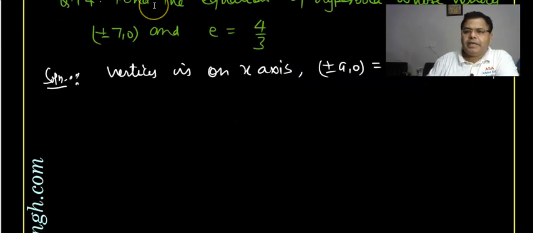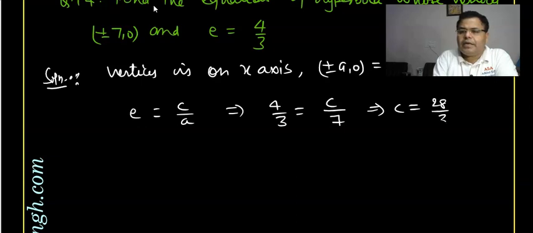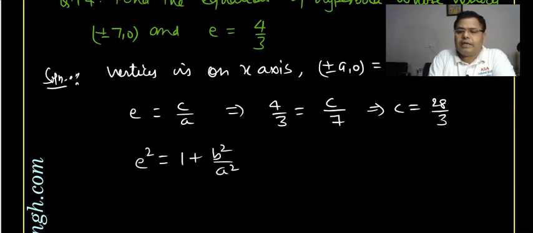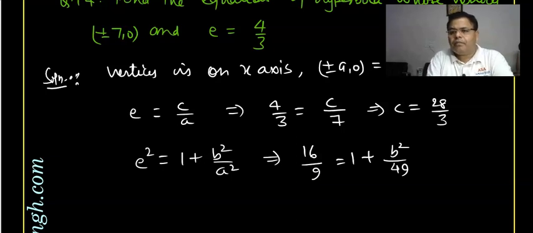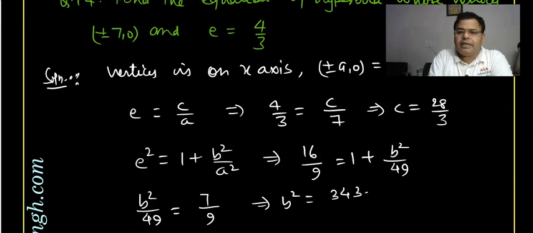Now e is equal to c by a, that is 4/3 is equal to c upon 7. So c is equal to 28/3, right? And now for b square, even without doing this, we can write e square is equal to 1 plus b square by a square. So that will be 16/9 is equal to 1 plus b square upon 49. So b square upon 49 is equal to 7/9, where 1 comes to this side. So b square is 49 multiplied with 7 over 9, which is 343 upon 9.